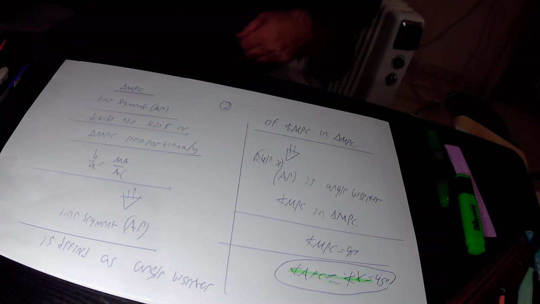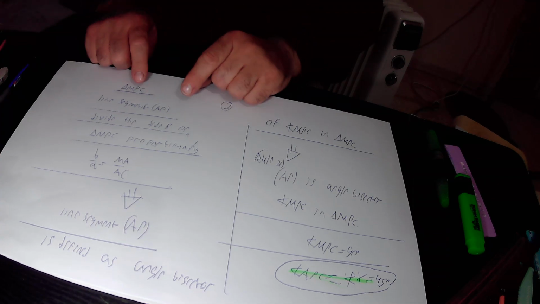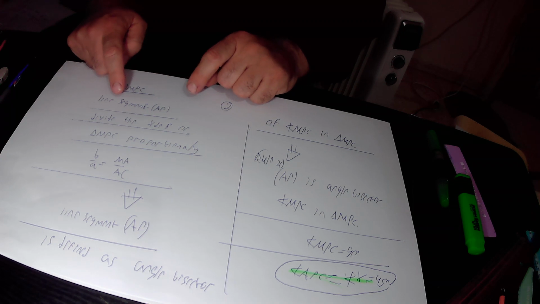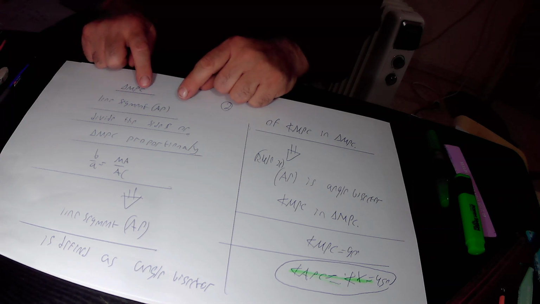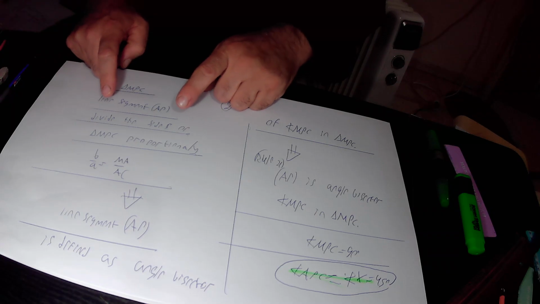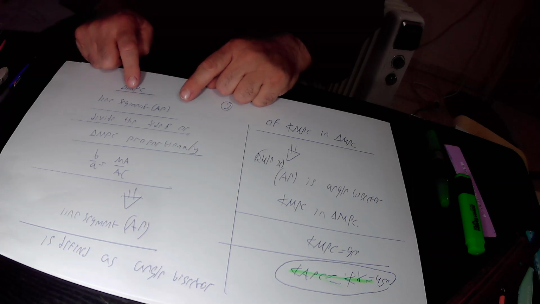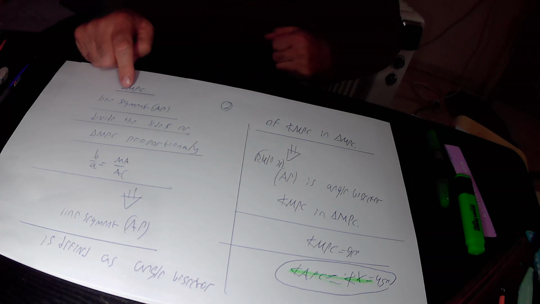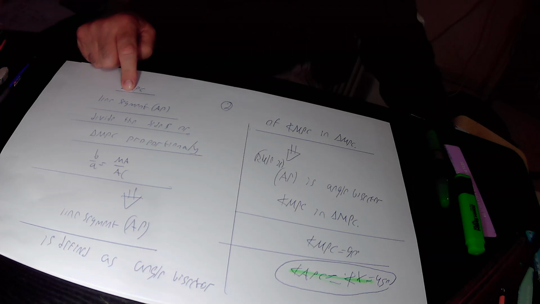Because line segment AP divides the sides of the right triangle MPC proportionally, line segment AP must be the angle bisector of triangle MPC, according to rule 21. So let me repeat quickly rule 21.